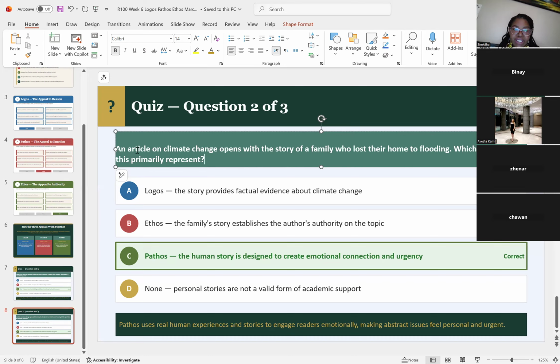You have an article, okay? It's about climate change, which is a very logical, very scientific happening, okay? So that cannot be pathos. But the article opens with the story of a family who lost their home to a flooding. How do we know that that would be pathos? What would a story about a family losing their home appeal to emotion?